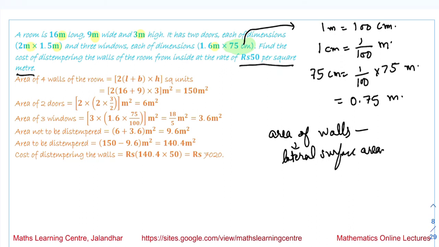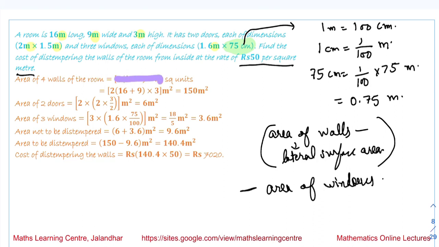Next, from this area we have to subtract the areas of the windows, because windows need not be distempered, they are open spaces. This we have to calculate, and we know that the formula for the lateral surface area is 2 times (L plus B) into H.